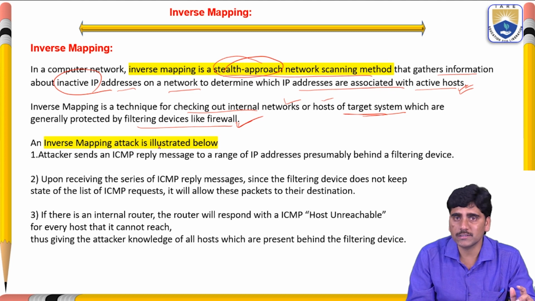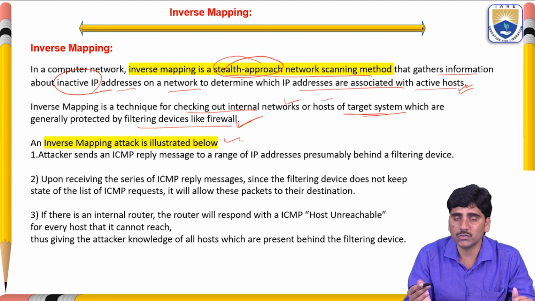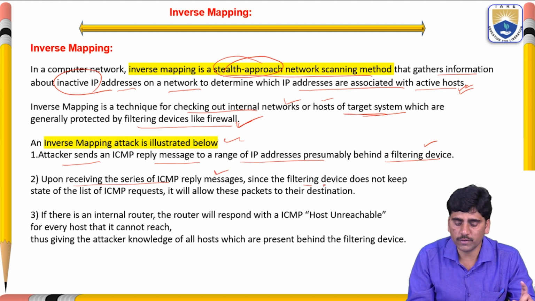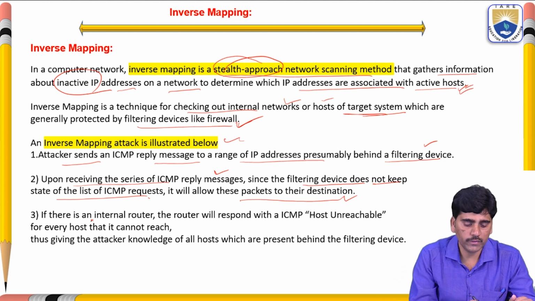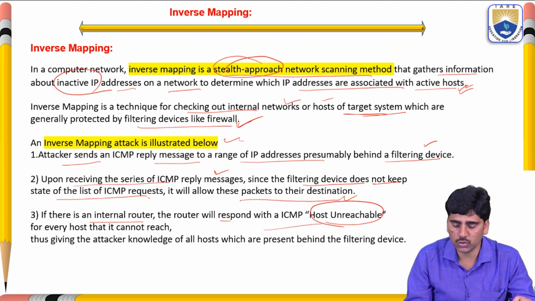The inverse mapping attack is illustrated below. Here is how attackers can use this technique to find inactive IP addresses or the IP addresses associated with active hosts. The attacker sends ICMP reply messages to a range of IP addresses presumably behind a filtering device. Since the filtering device does not keep state of ICMP requests, it allows these packets to their destination. If there is an internal router, and the host is not available, the router will respond with the ICMP message host unreachable.